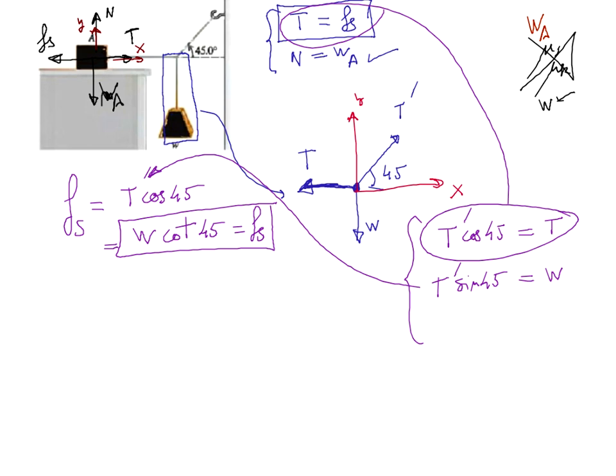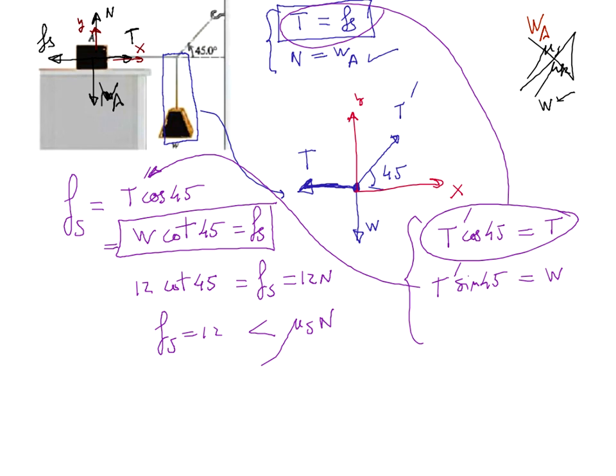So now it's time to check. I forgot who, I think it was Mossman. Let's put numbers. What is W? 12. What is cotangent of 45? 1. Oh, thank you. So that means Fs is 12 Newton. This better be less than its maximum possible value, which is mu Sn. It has to be. Otherwise the problem is all messed up.